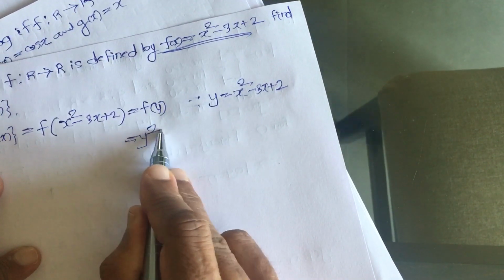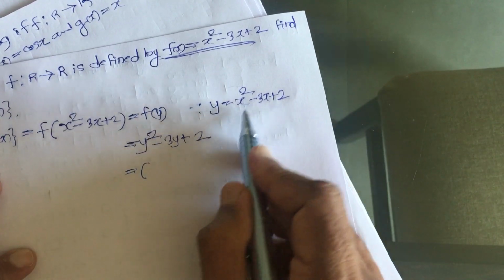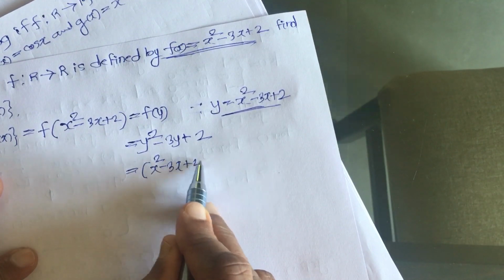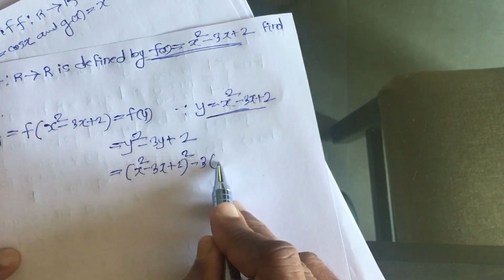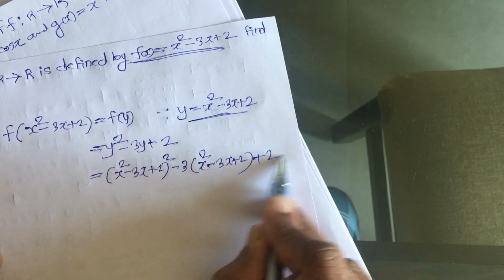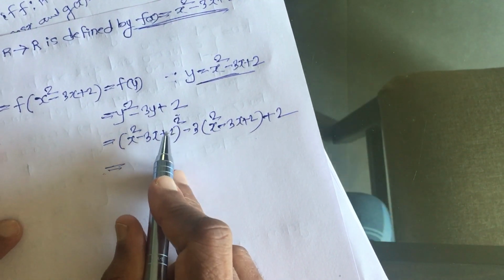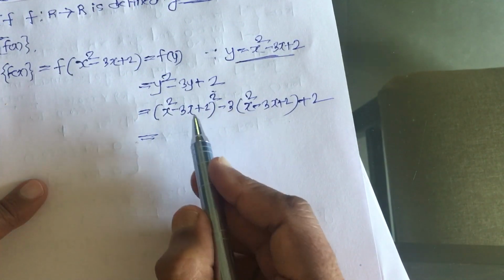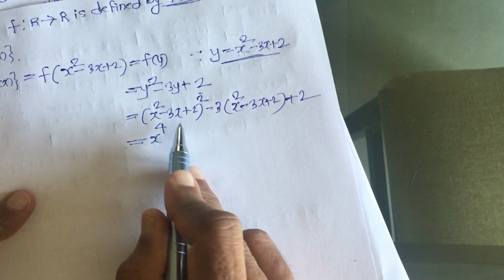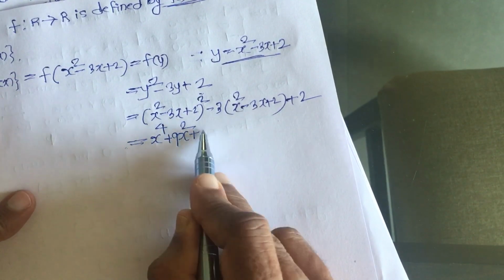So, we get y square minus 3y plus 2, and I put the value of y, which is x square minus 3x plus 2, so it is x square minus 3x plus 2 whole square minus 3 times x square minus 3x plus 2, plus 2. I square this, you know that a plus b plus c whole square is a square plus b square plus c square plus 2ab plus 2bc plus 2ca. a square means x square whole square is x raised to 4, plus 9x square, plus 2 square is 4.